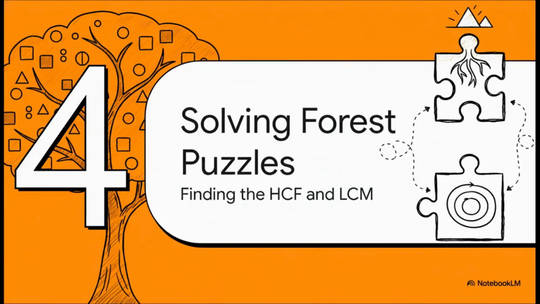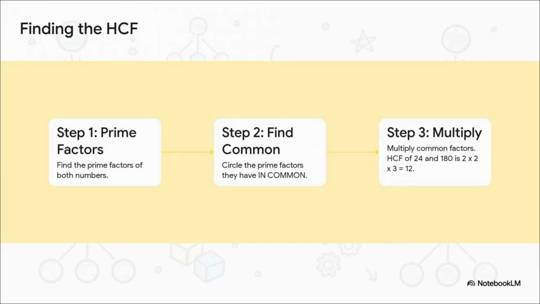You're doing fantastic! Now that we know how to break any number down into its prime building blocks, we can use that skill to solve two of the biggest puzzles in the whole number forest, finding something called the highest common factor, or HCF, and the lowest common multiple, or LCM. Okay, let's start with the HCF.